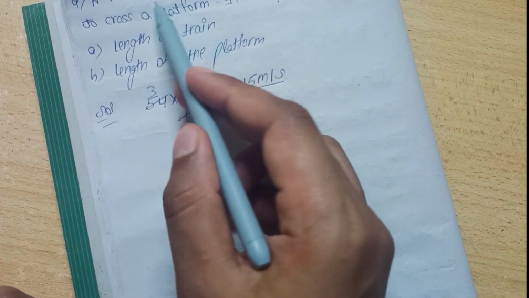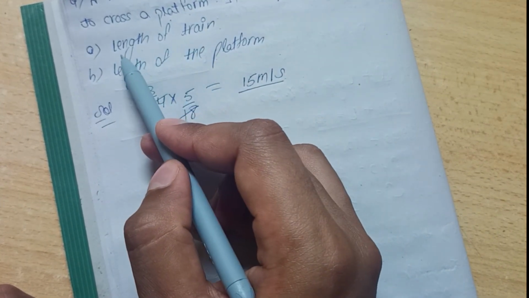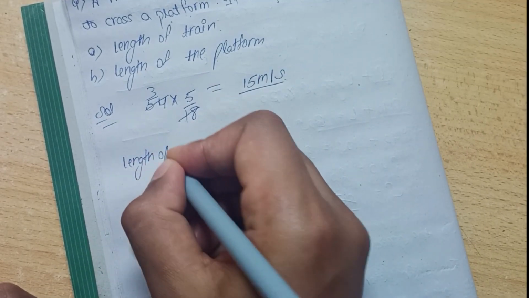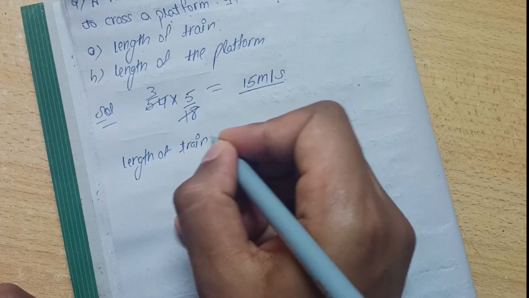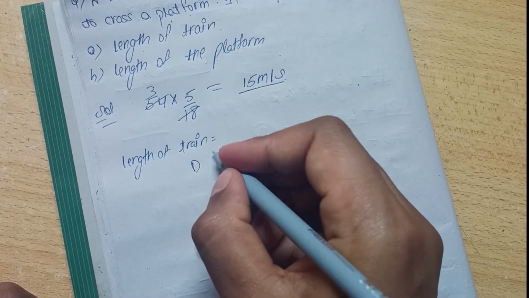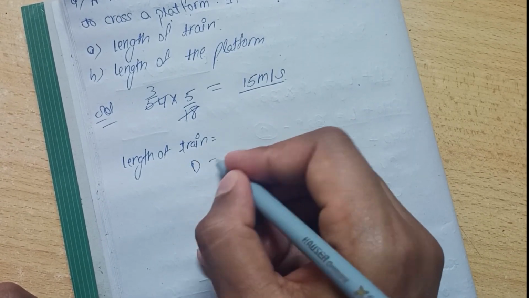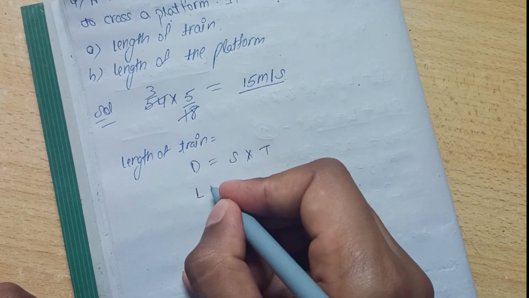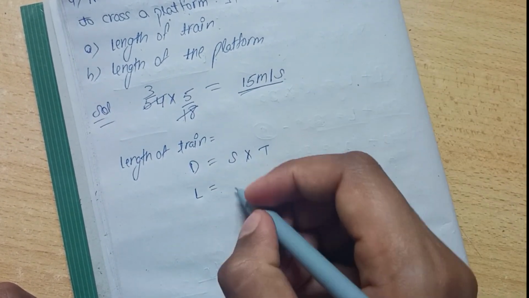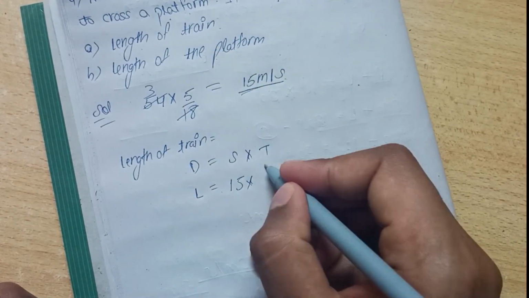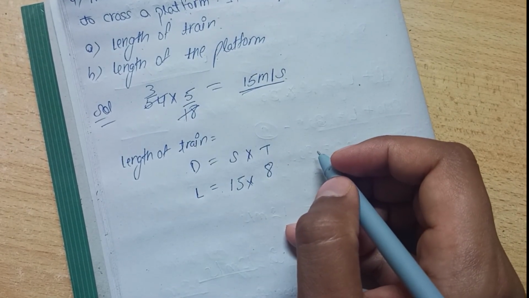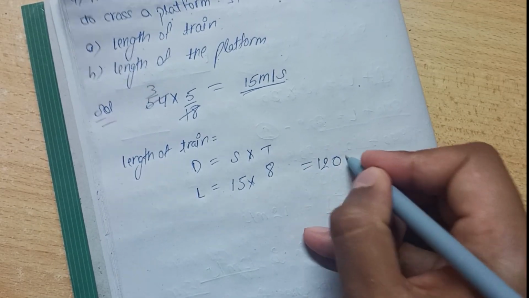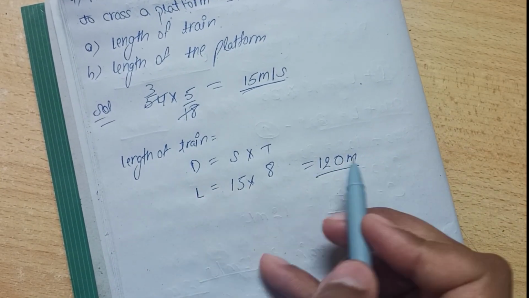Now we will find the length of the train. So length of train is equal to distance, which is equal to speed into time. Distance is the length of train, which we will assume L. Speed we know is 15 meter per second, and time is given 8. So 8 into 15 is 120 meter. The length of the train is 120 meter.